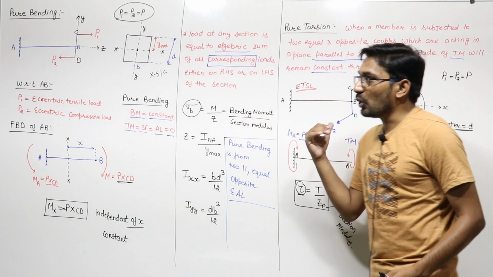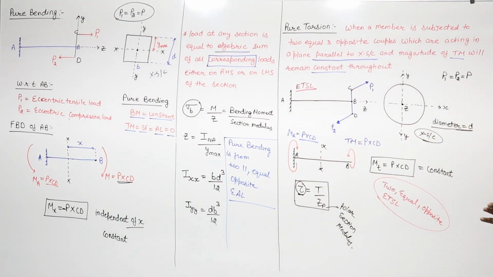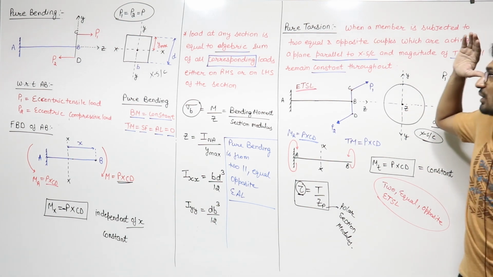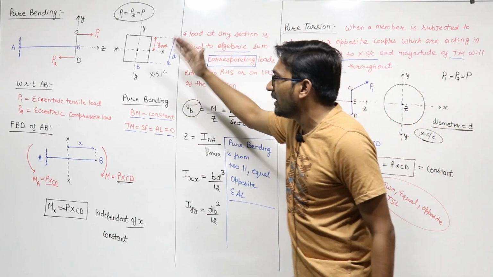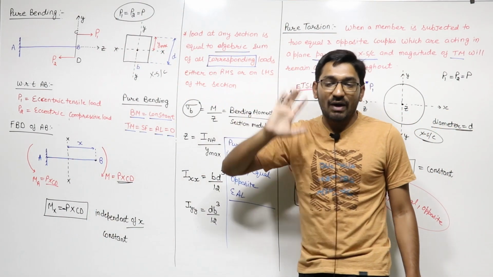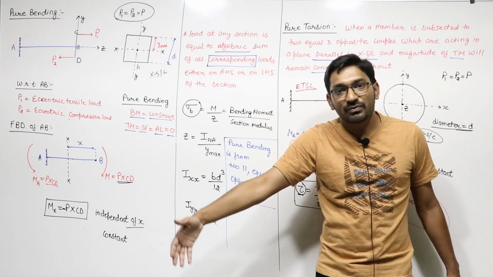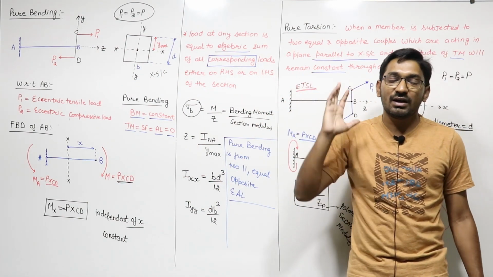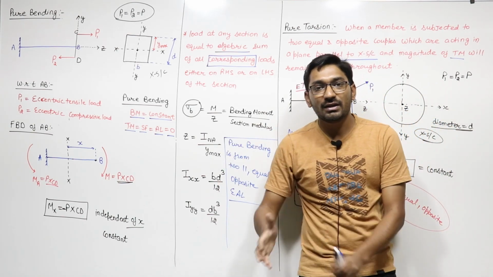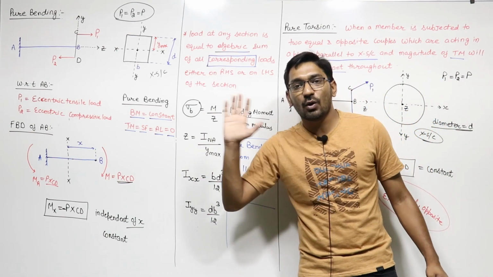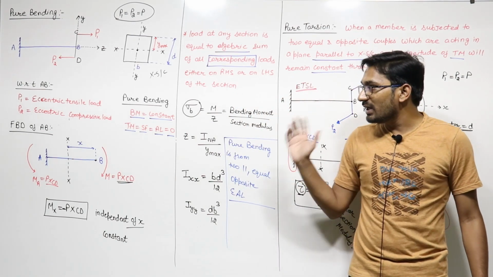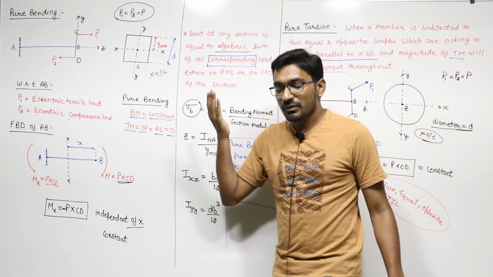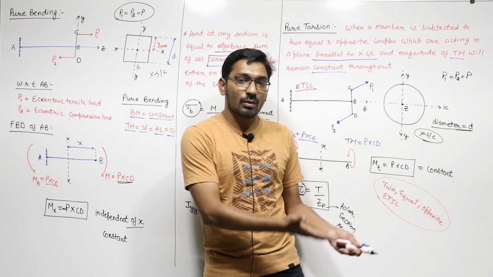We already covered pure axial and pure bending. Pure means only that force is there. If we are talking about torsion, then only twisting moment will be there. If I am talking about bending, then only bending moment will be there. If I am talking about pure shear force, then only shear force will be there. If I am talking about pure axial loading, then only axial load must be there. The rest of the forces will be zero. Then we can say that the member is in pure axial loading, pure bending, or pure torsion.